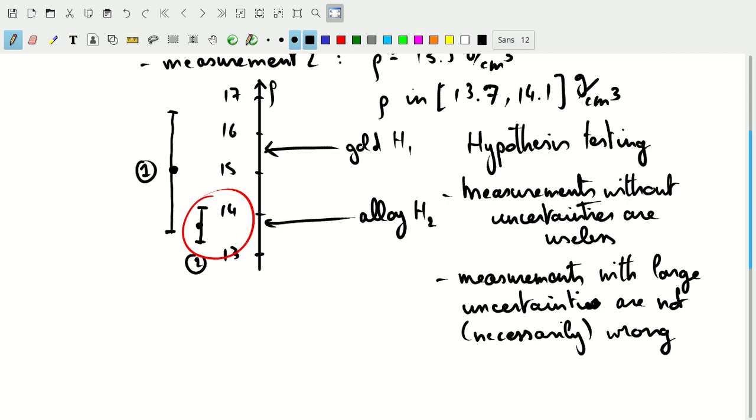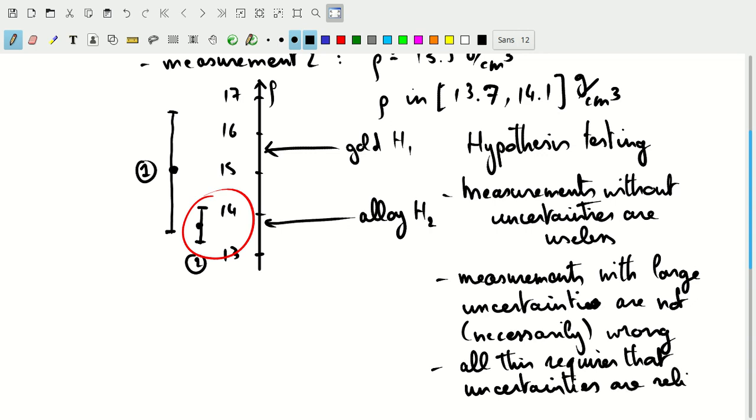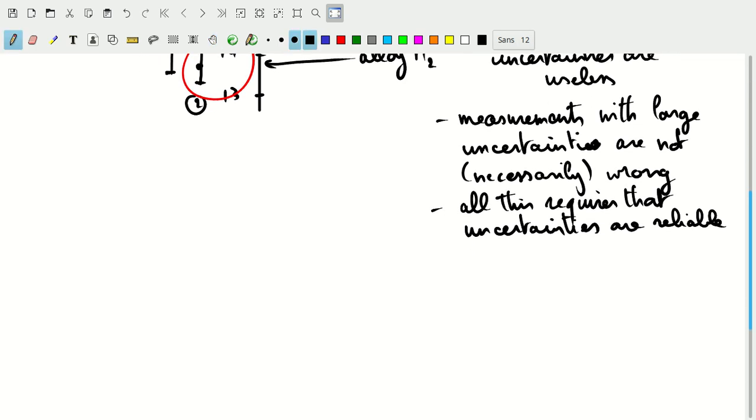And of course, all of this relies on the fact that these uncertainties have to be reliable. So all of this requires that the stated uncertainties are reliable. We need to know that the uncertainty value here is correct, in addition to, of course, the central value that is associated with that uncertainty. So both an overestimate or an underestimate of the uncertainty is going to be problematic in this analysis.